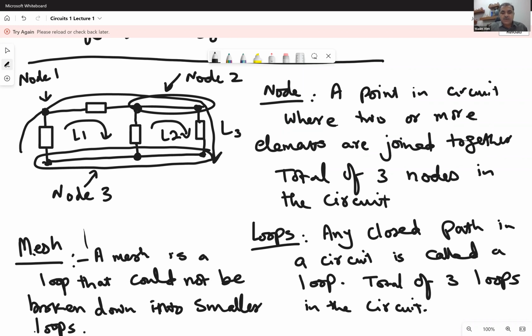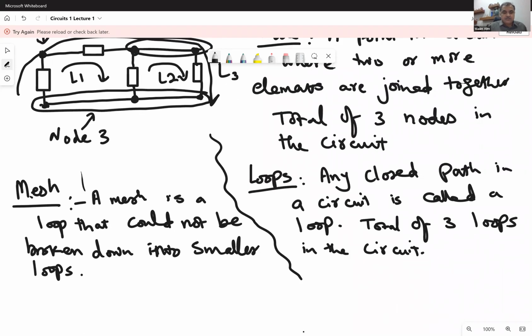Okay. So if we were to describe it, a mesh is a loop that could not be broken down into any smaller loops. So in this case, L1 and L2 are our two loops. Sorry, two meshes.